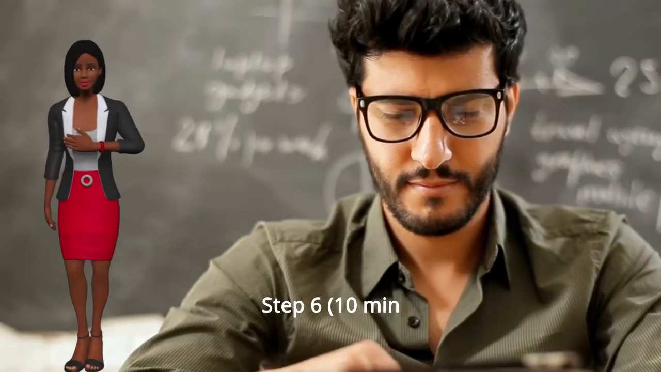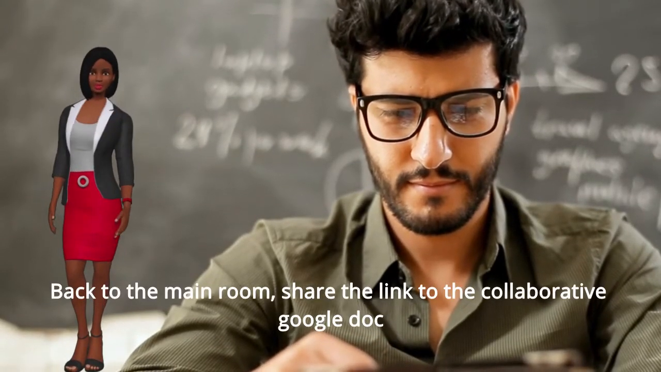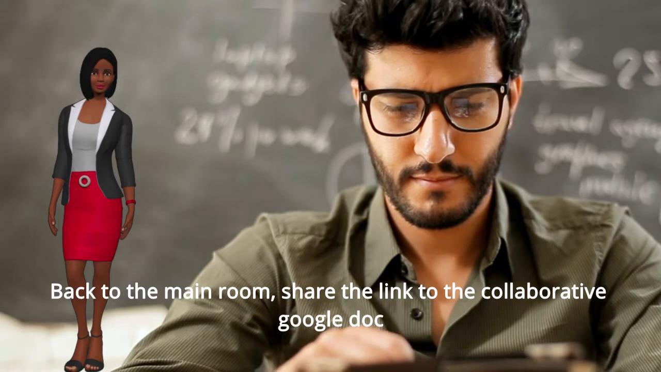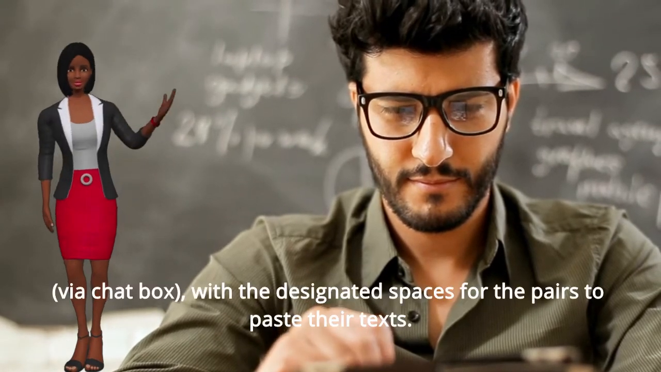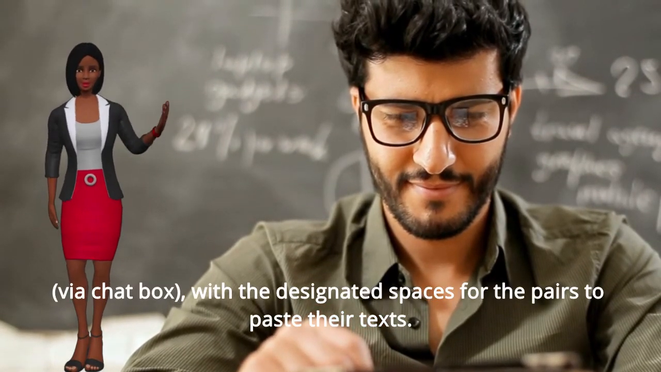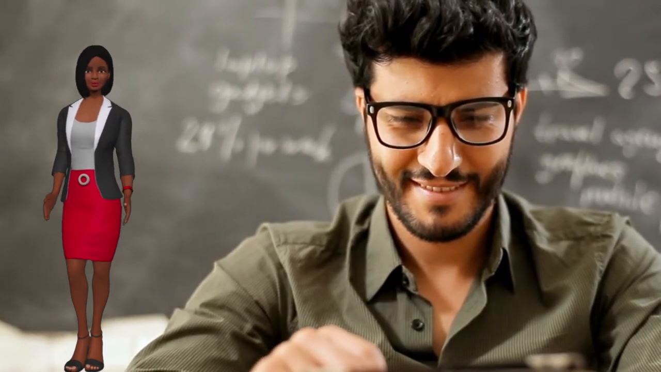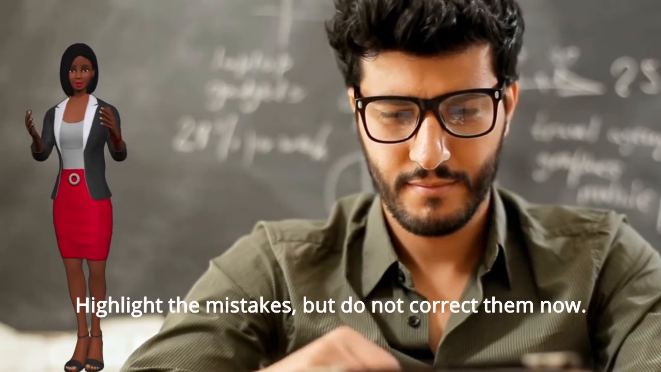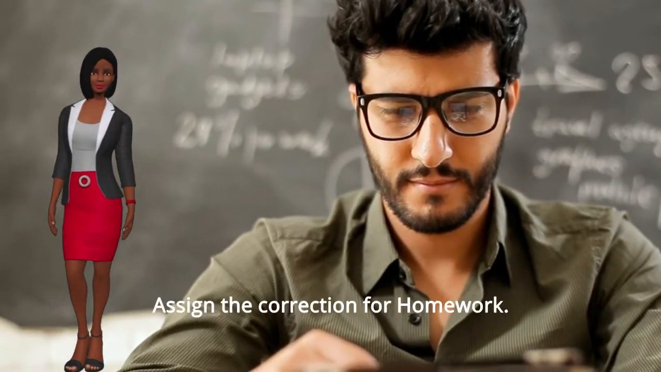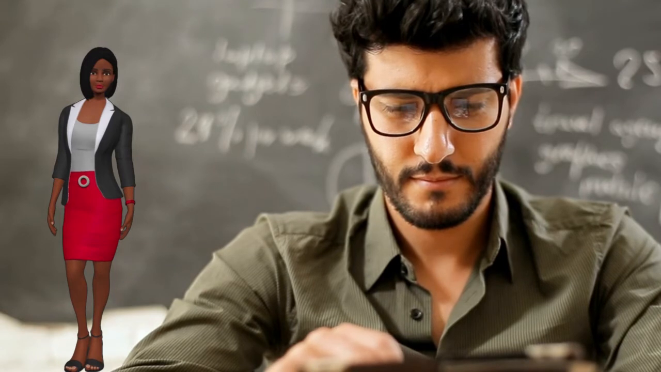Step 6. 10 minutes. Back to the main room, share the link to the collaborative Google Doc via chat box, with the designated spaces for the pairs to paste their texts. Tell students to read all the narratives. Highlight the mistakes, but do not correct them now. Assign the correction for homework.